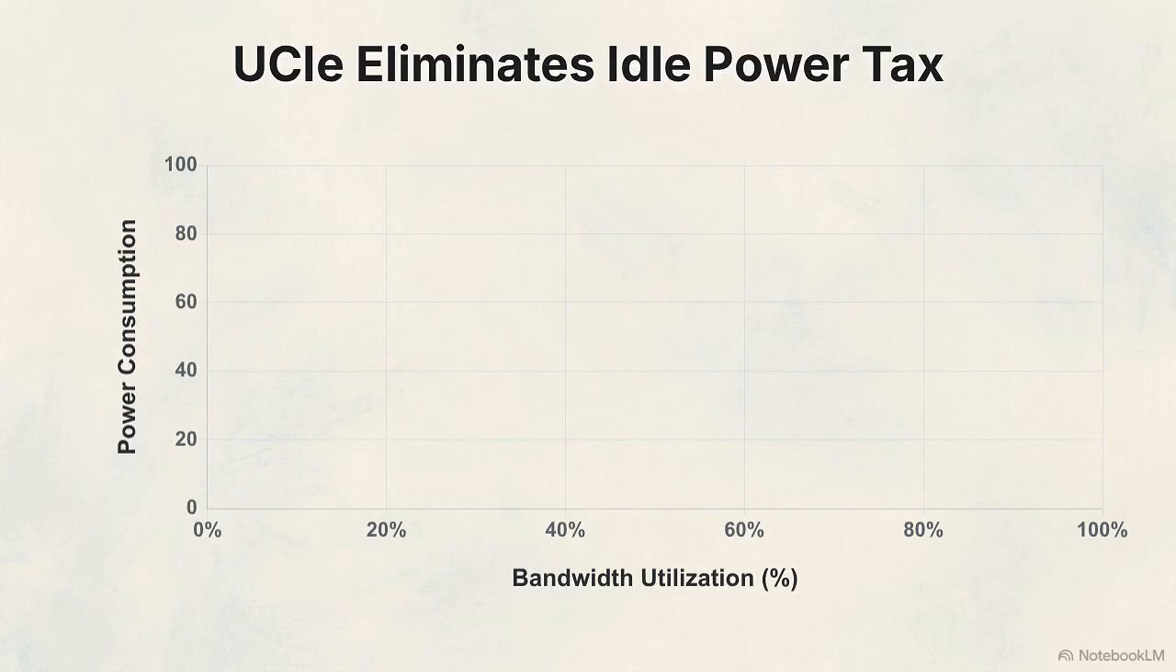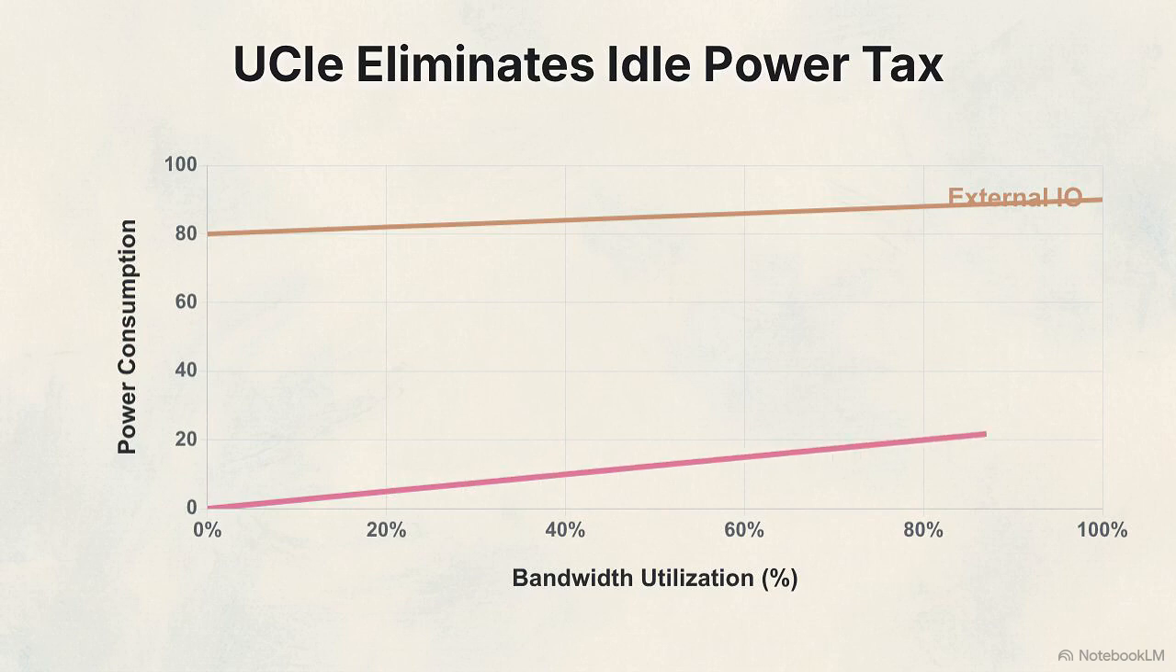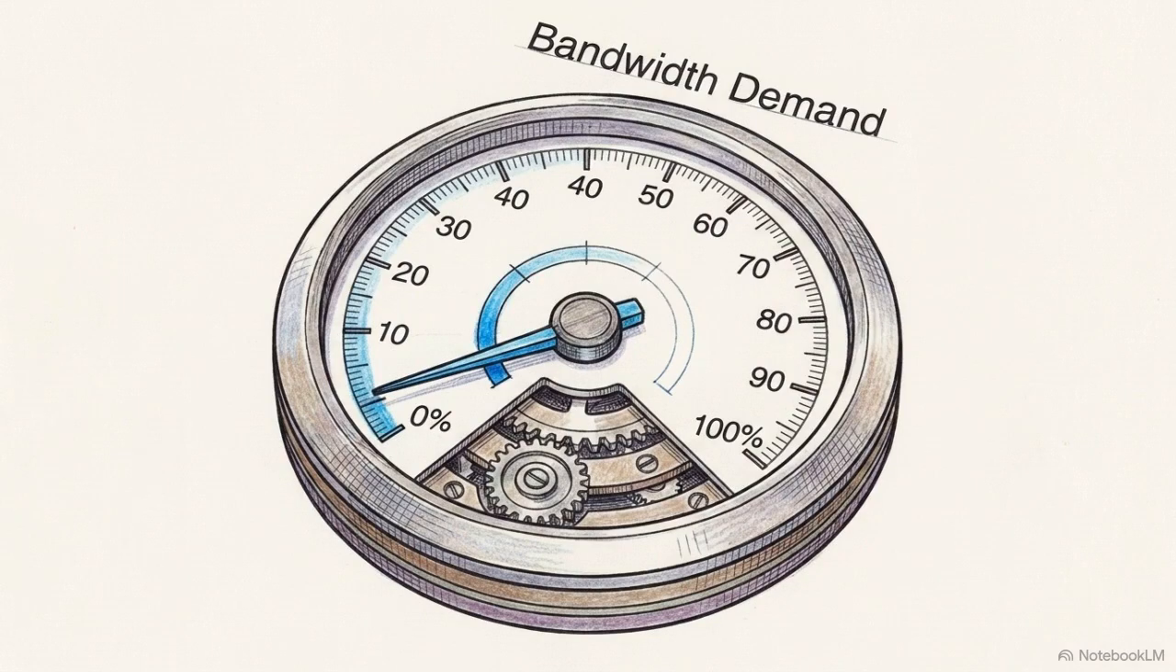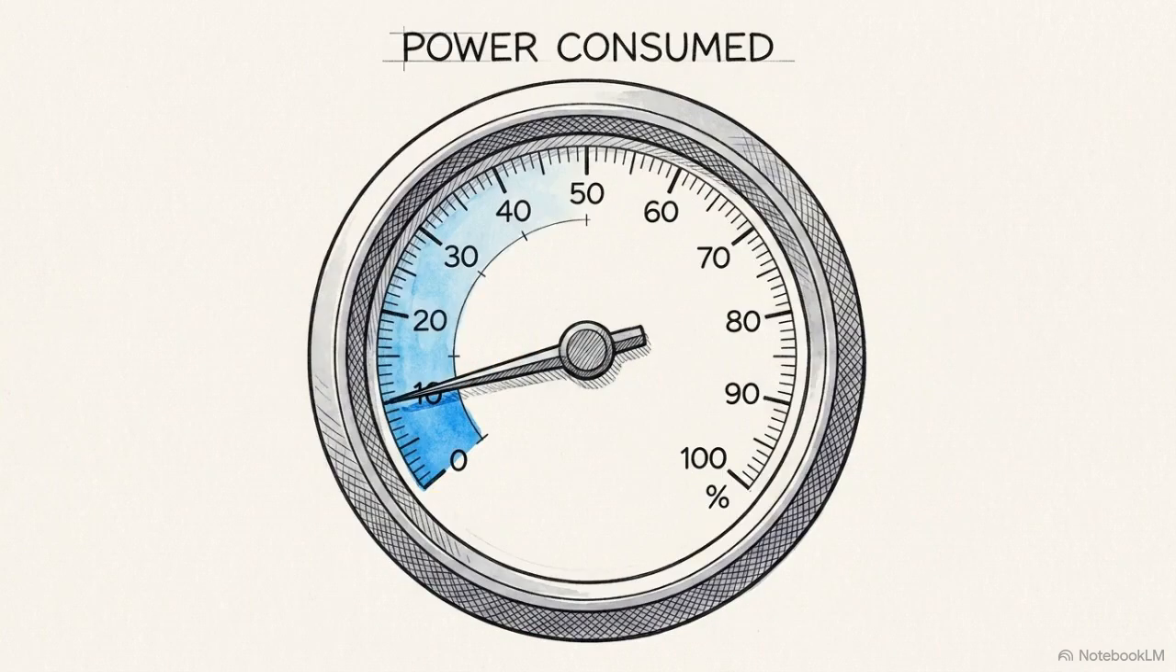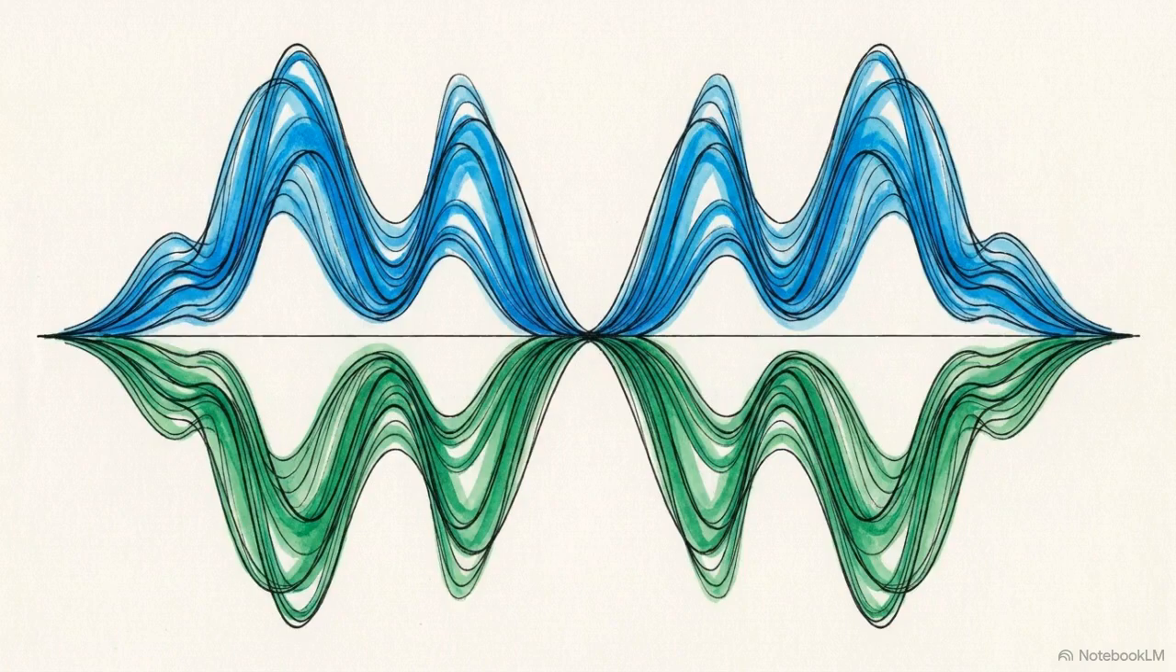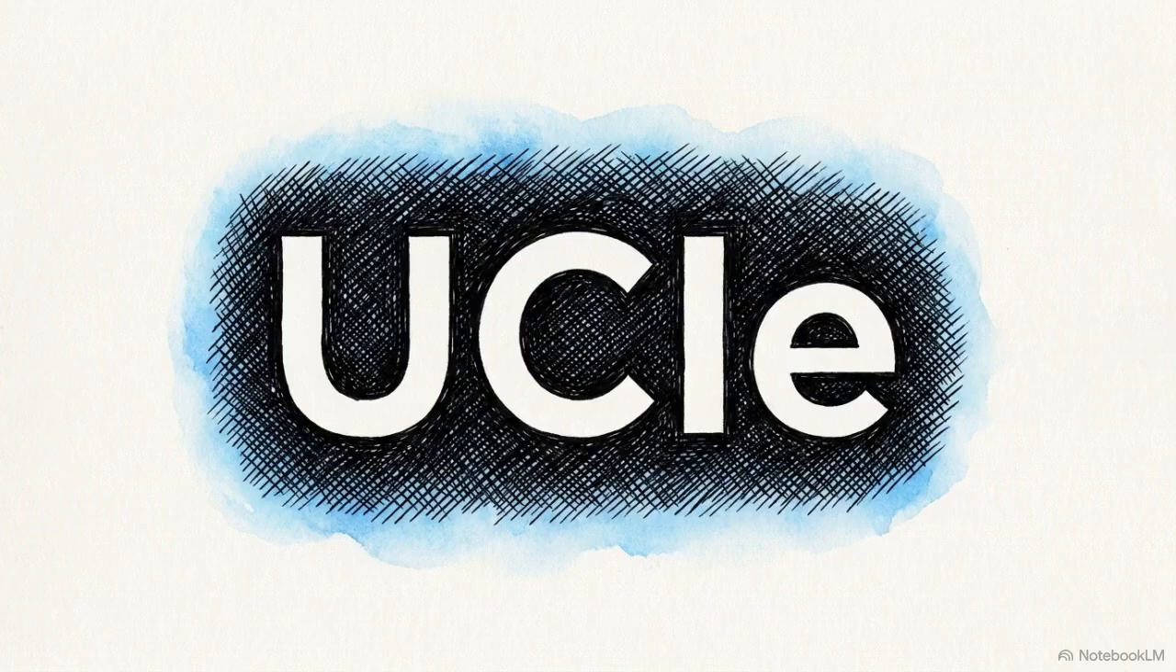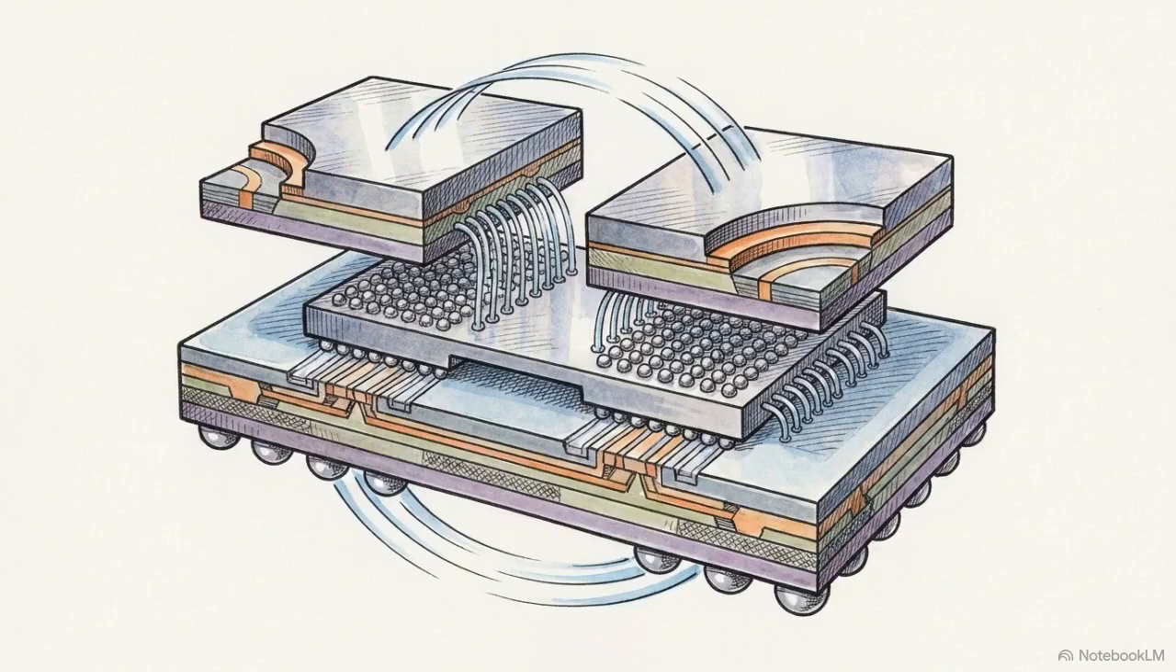This graph plots bandwidth utilization against power consumption. While external I/O suffers from a high, flat plateau of idle power drain, the UCIe interconnect produces a perfectly linear slope starting near zero. If a computing task requires exactly 10% of the interconnect's peak bandwidth, the system physically consumes exactly 10% of its maximum power. Replacing derived clocks with forwarded ones aligns the energy profile of the interconnect with the actual data load. Power consumption now scales directly with bandwidth, removing the constant passive drain found in legacy clocking architectures.